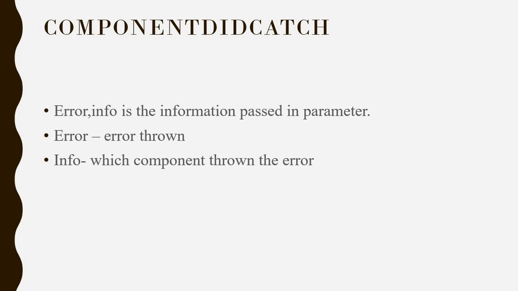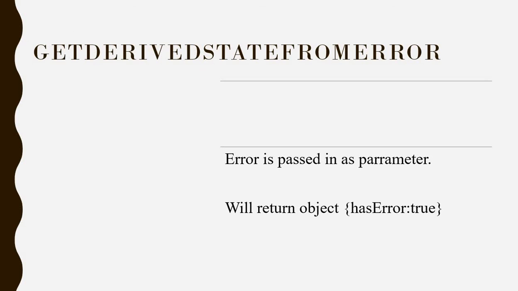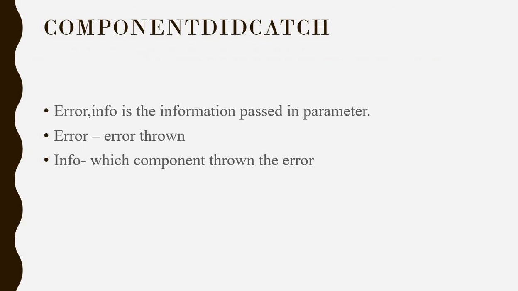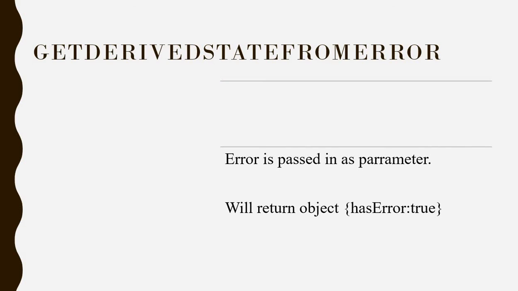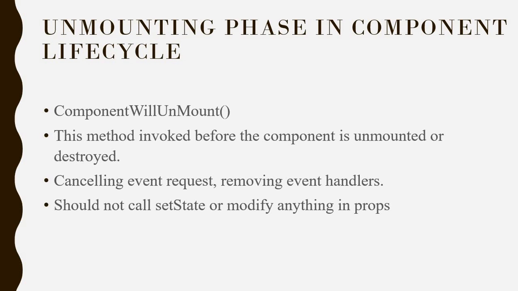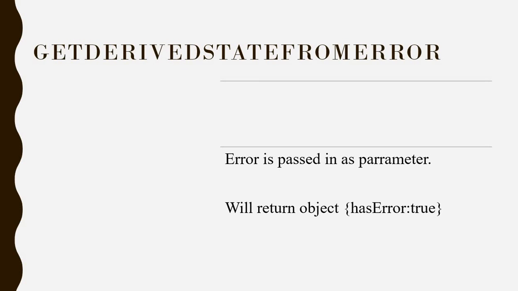So as of now, keep in mind that the error phase has the getDerivedStateFromError method and the componentDidCatch method, which are built in, and they would be invoked immediately when an error has occurred. I'll explain in detail in the error boundary tutorial. And the unmounting phase I'll be explaining in the React.js testing tutorial.